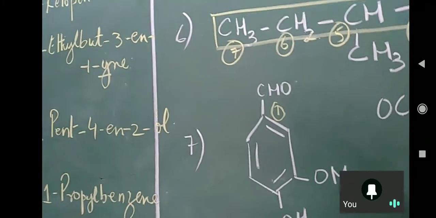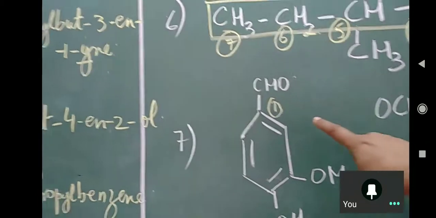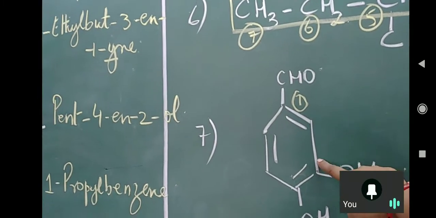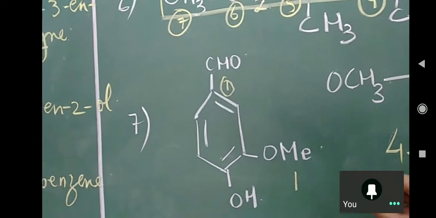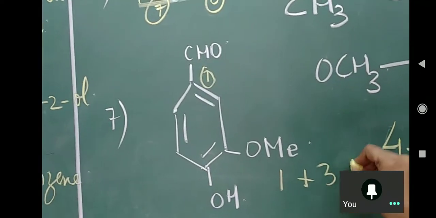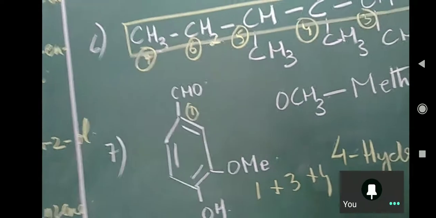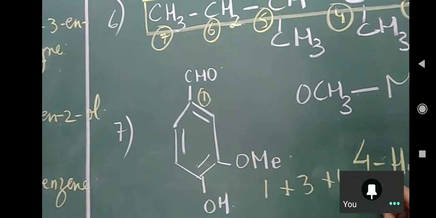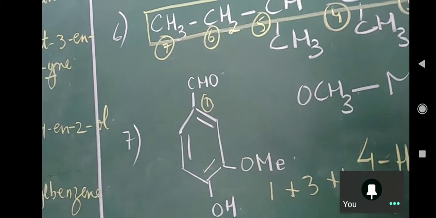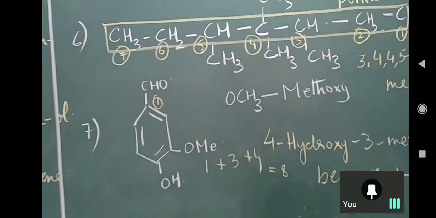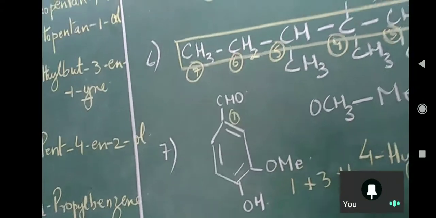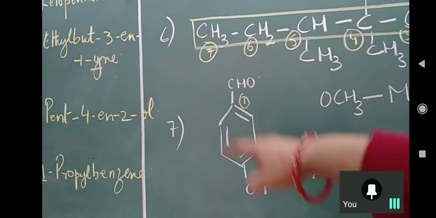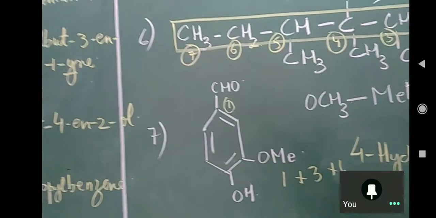Now look at the lowest sum rule again. 1, 2, 3, 4. So it will be 1 plus 3 plus 4. What will that be equal to? 8. It is equal to 8. If I number from this side, it will come more, because the distance is more. Okay?